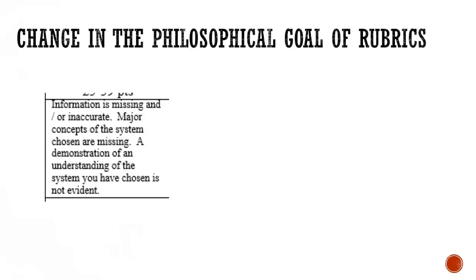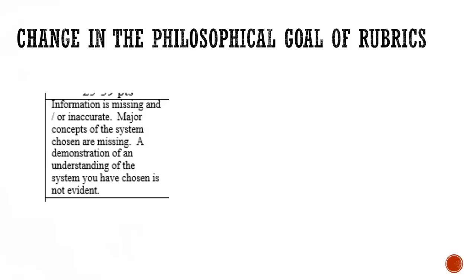Information is missing and inaccurate. Major concepts of the system chosen are missing. A demonstration of an understanding of the system you have chosen is not evident. My thinking at the time was that I was trying to provide guidance on what they didn't know so that they could fix it or work on it.